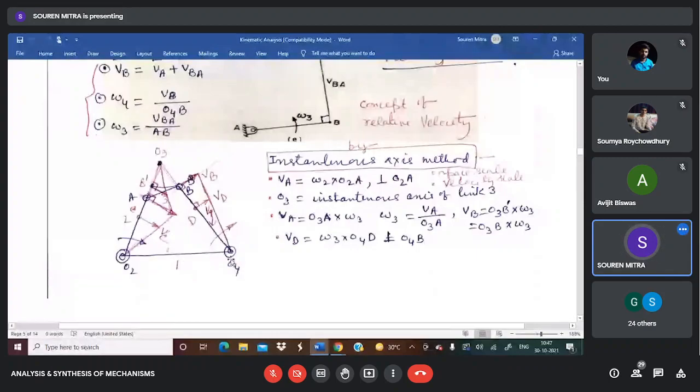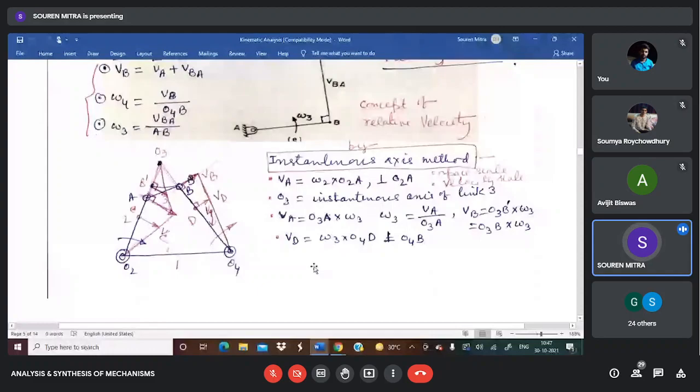So velocity is always perpendicular to this member. Here it is rotating clockwise, so velocity is in this direction. Here for member 4 also, because it has a fixed center of rotation, its velocity is perpendicular to it. And because the driving link is moving in a clockwise direction, it will also move clockwise, so it will have a perpendicular to this. But we do not know its magnitude at the moment.